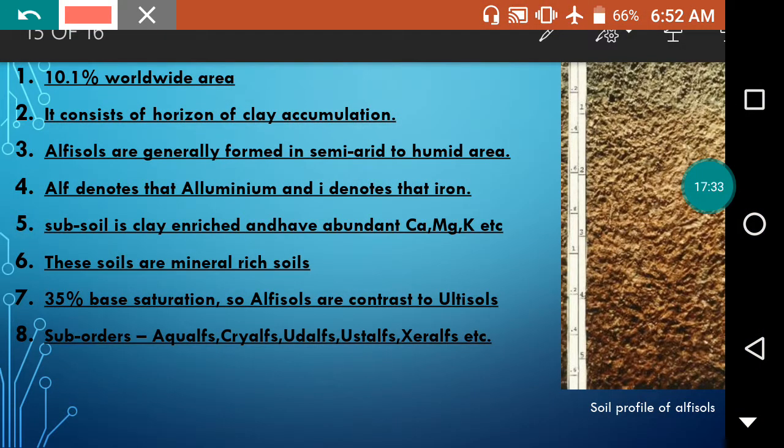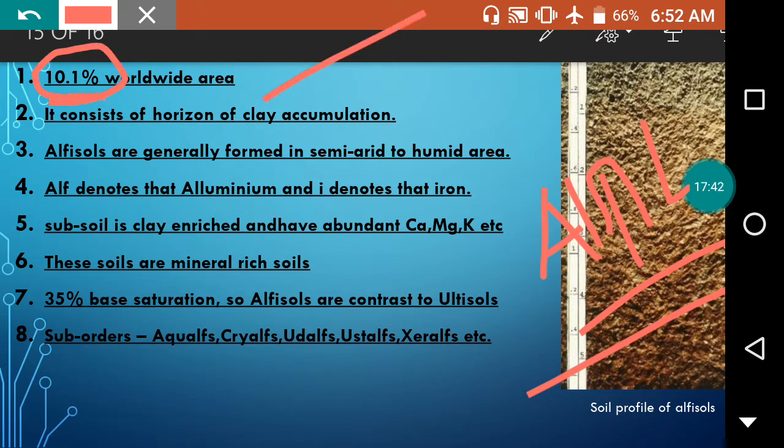This is all about alfisols, and this profile is regarding alfisols. Alfisols cover 10.1% of the world's area. They consist of a horizon of clay accumulation, and are generally formed in semi-arid to humid areas. Alf: Al means aluminium, and Fe means iron, which denotes that the subsoil is clay enriched, in which calcium, magnesium, and potassium are abundant. These soils are mineral rich, with more than 35% base saturation.